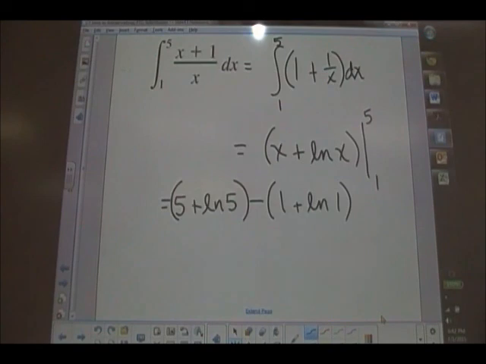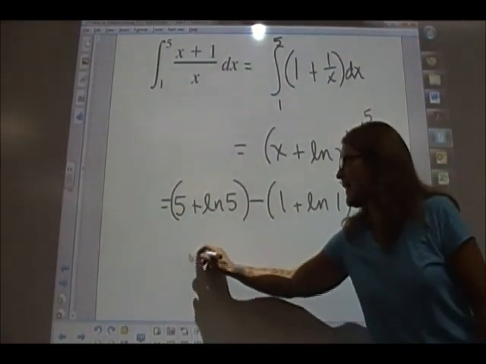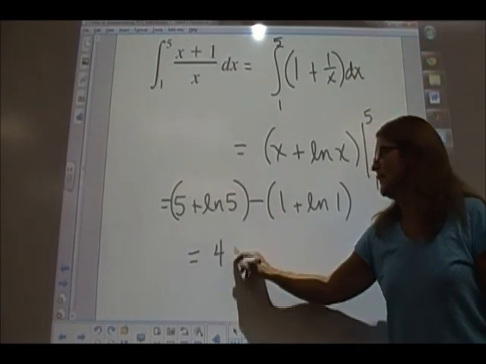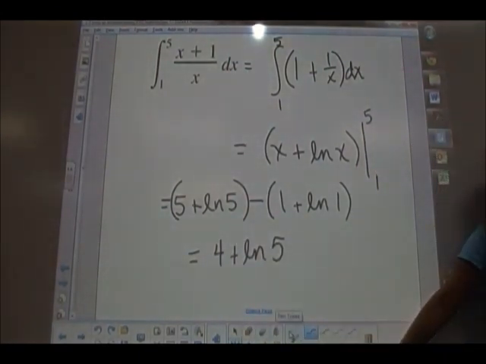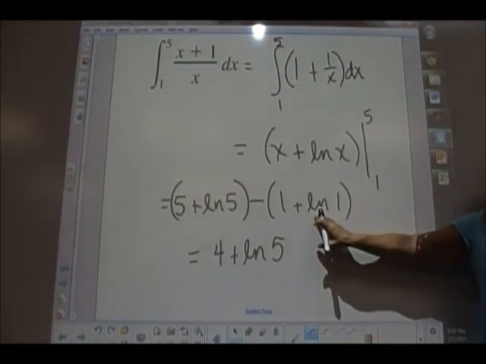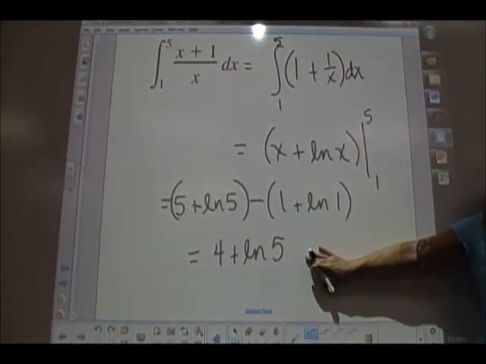You could leave it if you want, but WebAssign will give you this in the key. Why will WebAssign simplify it to that, or how is that possible? The natural log of 1 is 0 all day long. So this is the simplified version.